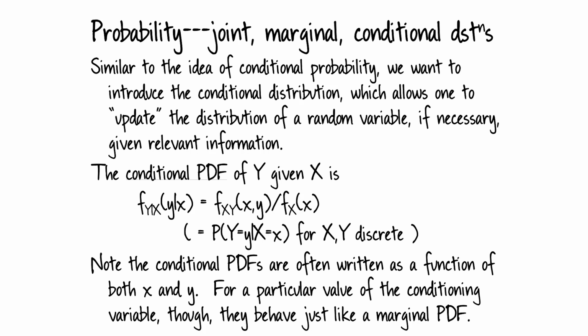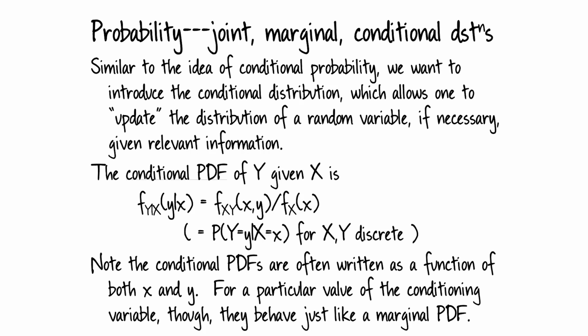So how do we calculate these conditional distributions? Well, for continuous conditional PDF, this is how we denote it in terms of the notation. And it's just the joint PDF divided by the marginal PDF, okay? The marginal PDF of the conditioning variable. And for discrete random variables, it's just equal to that, okay?